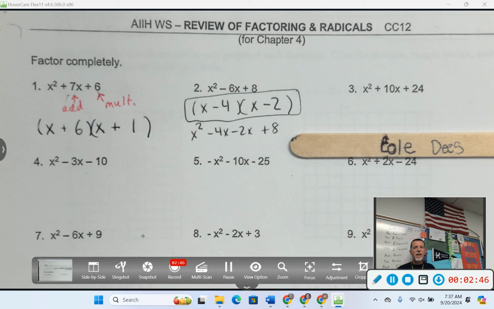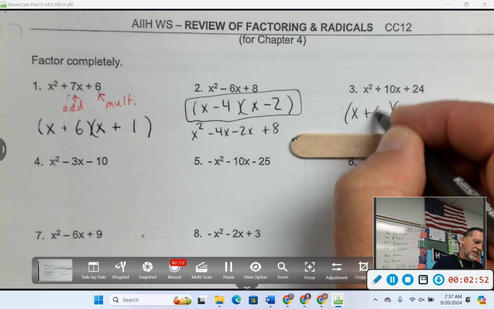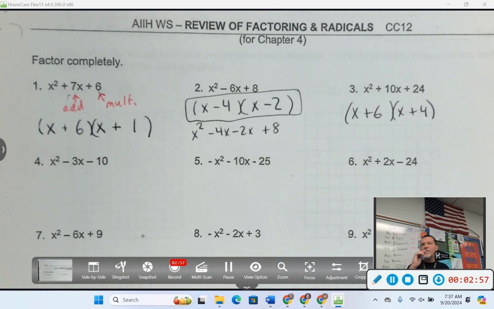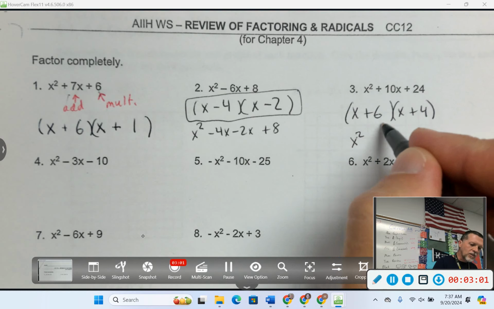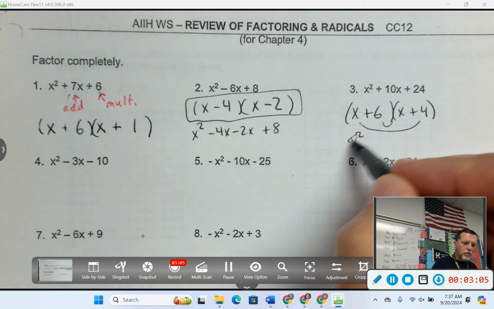Cole, you've checked with the neighbor. That's okay. Can you factor number 3 for us? Is it x plus 6 and then x plus 4? It is, but if you have to ask yourself if that's right, then FOIL it out and make sure that it's right. X squared plus 10x plus 24. So yeah, that's right.